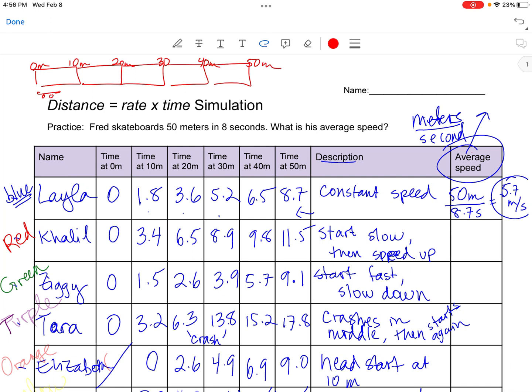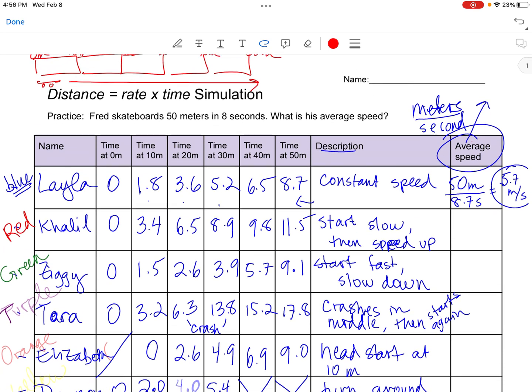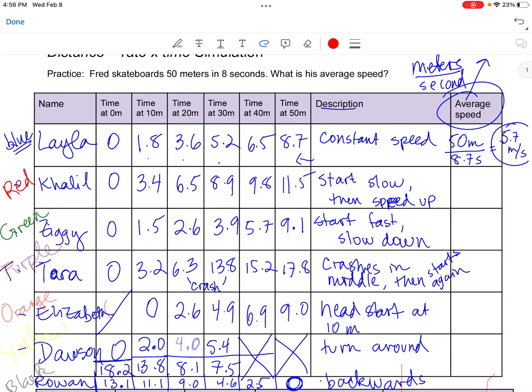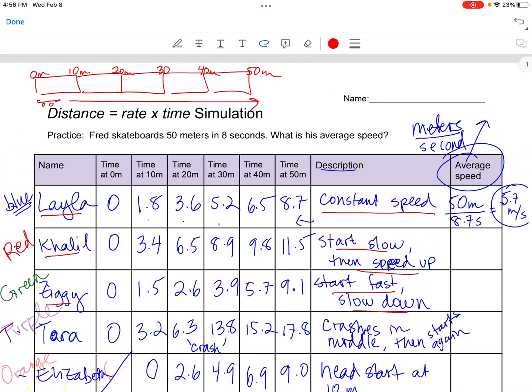And then I gave instructions to each of these skateboard riders as they wheeled their skateboards across the tables. I gave them different instructions. And so if you're doing this at home, you can just use this already filled in sheet, which has all the time. So we have Layla, and Layla's instructions were to go at a constant speed. Khalil was supposed to start slow and then speed up. Ziggy started fast and slowed down, etc.